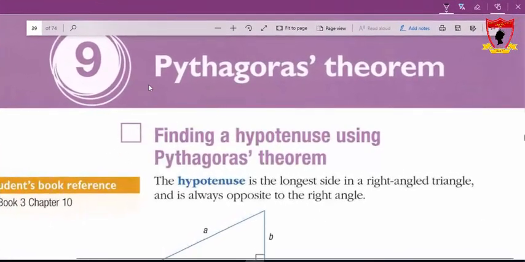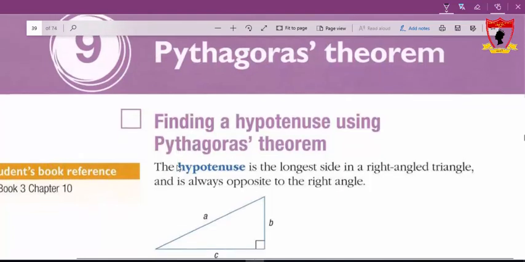This is Revised for Checkpoint book, Unit 9, Pythagoras Theorem. This is the objective of this tutorial. We're going to focus on Pythagoras Theorem to find the missing sides in right-angled triangles.